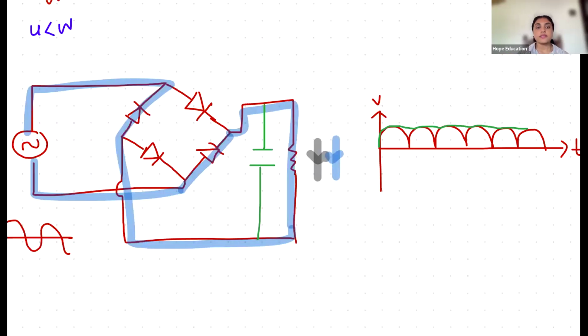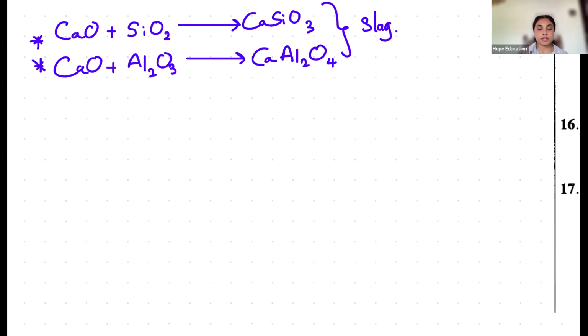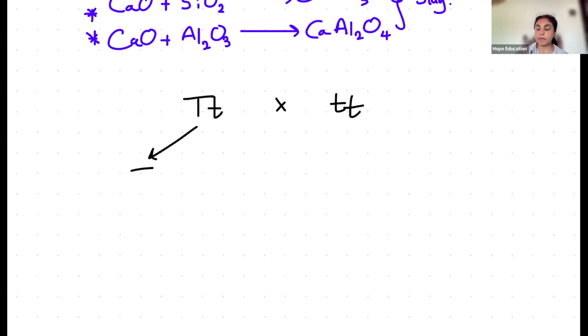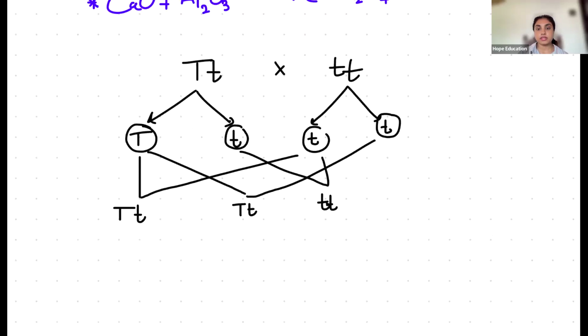Okay. Then what is the phenotype ratio obtained when two organisms with genotypes capital T simple T and simple T were crossed? Phenotype ratio. හරි අපි cross එකක් කරලා බලමු. Capital T simple T එක්කෙනෙකුට there are two types of how gametes can be. There can be capital T. There can be simple T. Simple T දෙන්නෙක් නම් it's simple T and simple T. When you cross, capital T simple T and capital T simple T, and simple T with simple T.